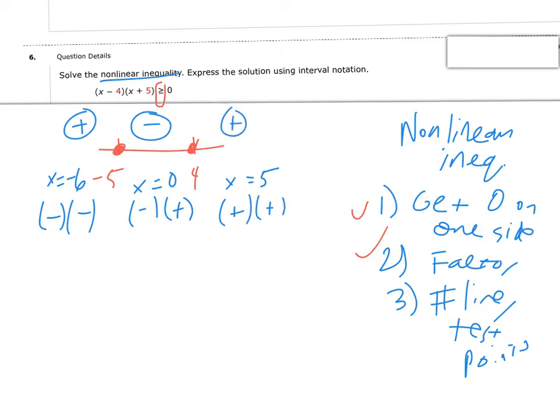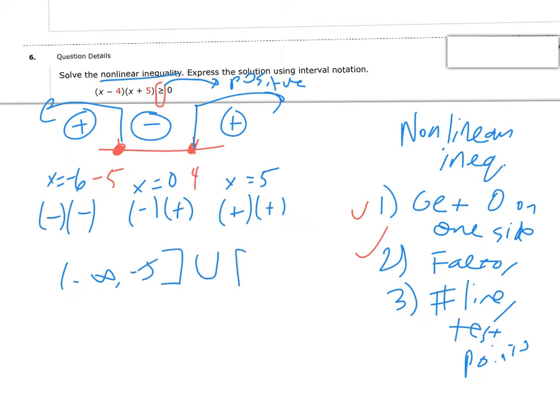Now, next thing I notice is that if this is greater than or equal to 0, that means I want a positive number. Because think about the numbers that are greater than 0, and so I want all the numbers over here and over here. So my answer is going to be negative infinity to negative 5, and I'm going to close that with a bracket. We're going to do a union here, and then we'll go 4 to infinity.